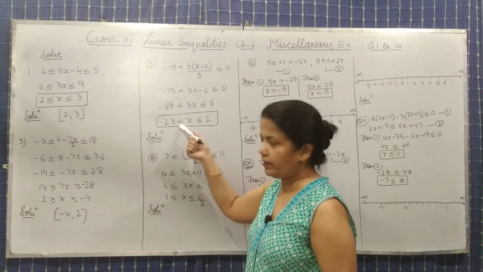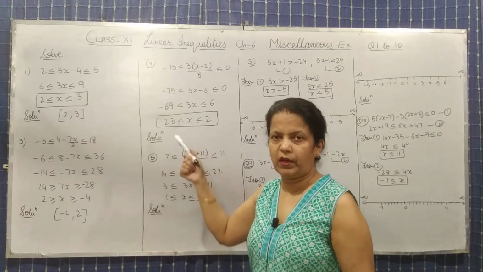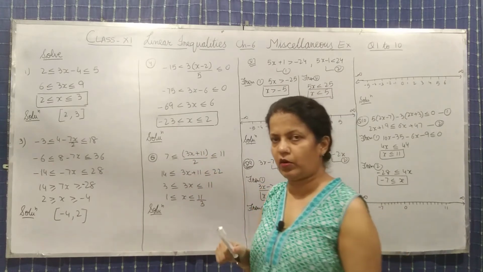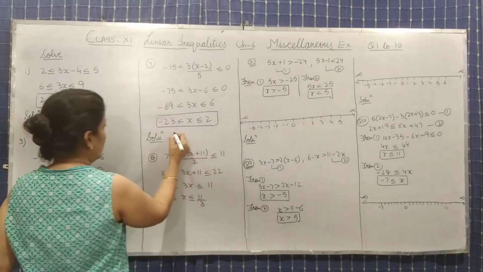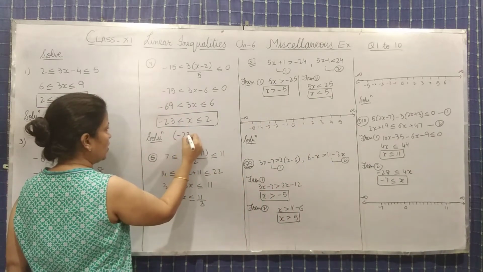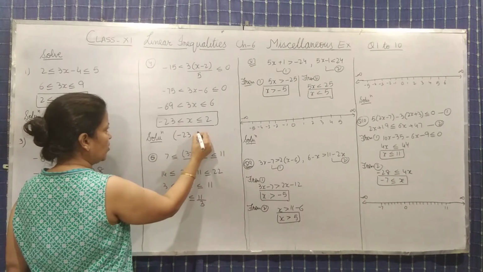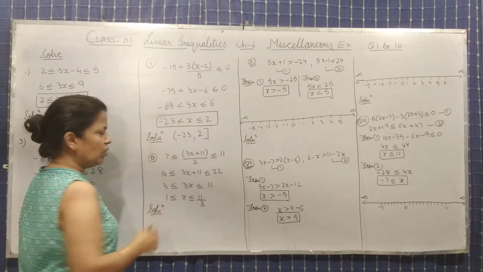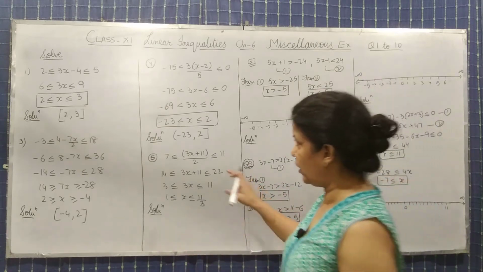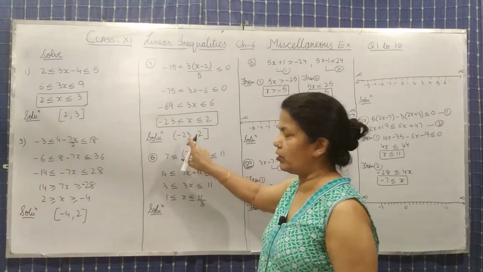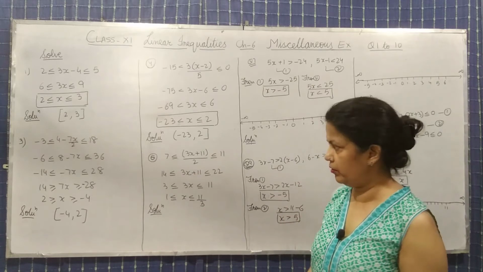Here the equal sign is not there. तो ये आपका यहाँ पे, since equal sign is not there, so square bracket will not be possible. So the value will be more than -23 but less than 2. So it means -23 to 2, the value is there, but -23 is not including in it.